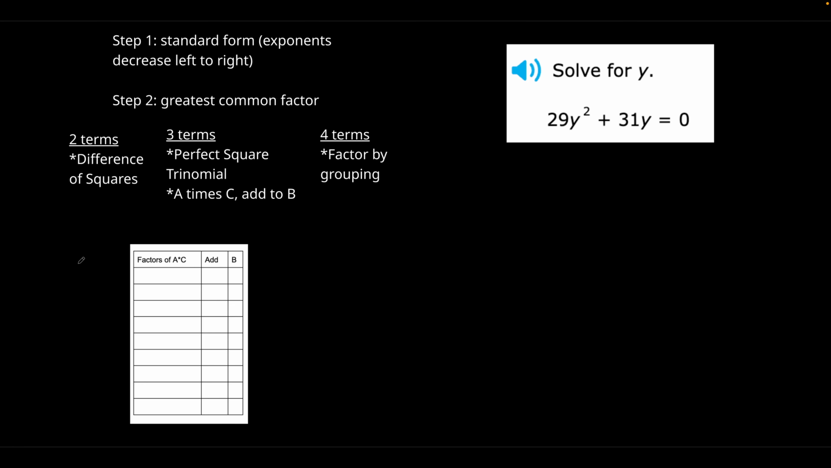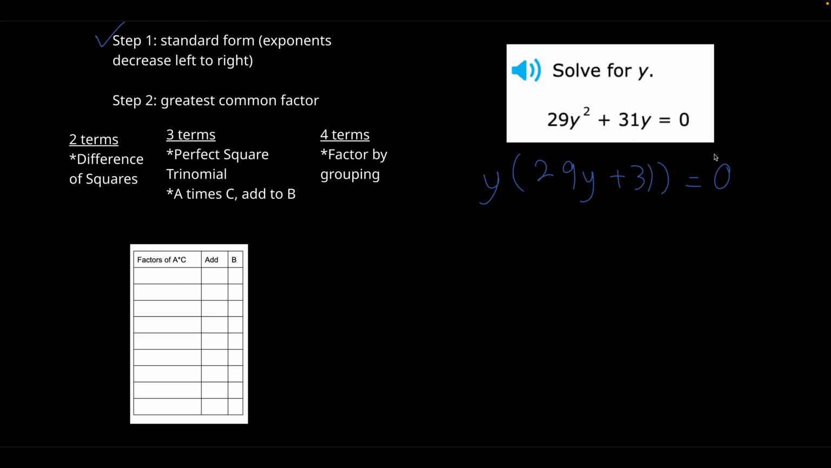Okay, for this last type of problem, let's look at this. Is it in standard form? Check. Is there a greatest common factor? There is, and here it's a y. So we'll factor out the y. We get y times 29y plus 31 equals 0.